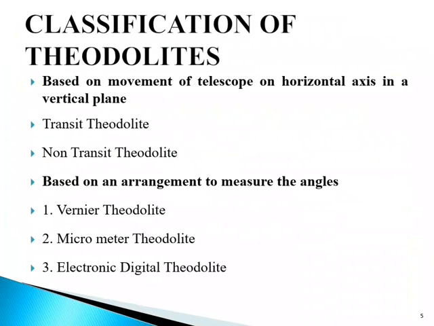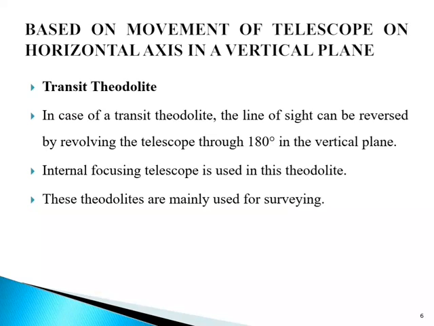So let us see the classification of theodolites. Based on movement of the telescope on the horizontal axis in a vertical plane, it is divided into two parts: transit theodolite and non-transit theodolite. And based on the arrangement to measure the angles, it is divided into three parts: vernier theodolite, micrometer theodolite and electronic digital theodolite. So first of all, based on movement of the telescope on the horizontal axis in a vertical plane, we will talk about the transit theodolite.